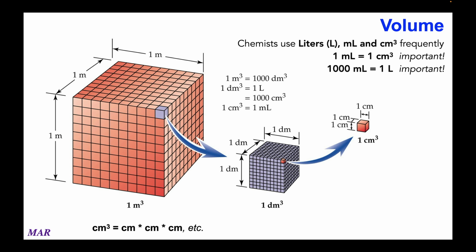So if you see a centimeter cubed and it's freaking you out, don't let it freak you out, all right? Just literally write it centimeters times centimeters times centimeters, and that can be helpful. And a meters cubed would be meters times meters times meters, stuff like that. So we'll talk about these, but again, chemists use liters, milliliters, and centimeters cubed almost all the time. We don't use decimeters cubed and those kinds of things very often.